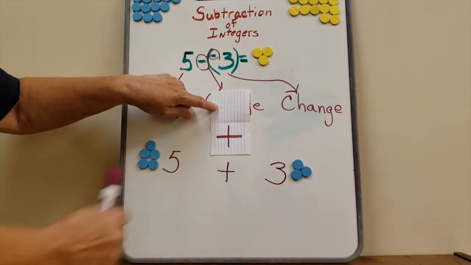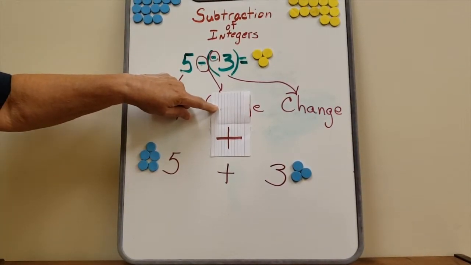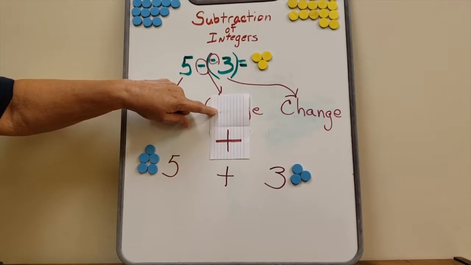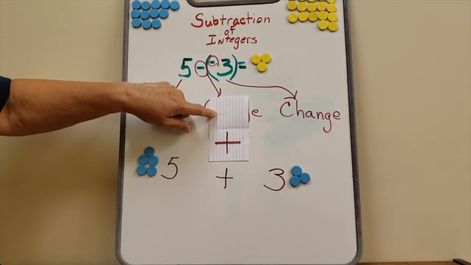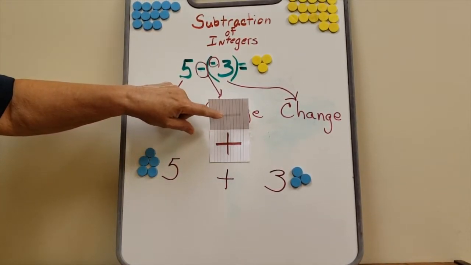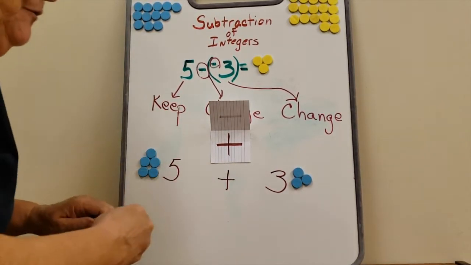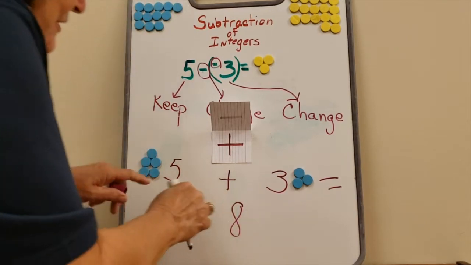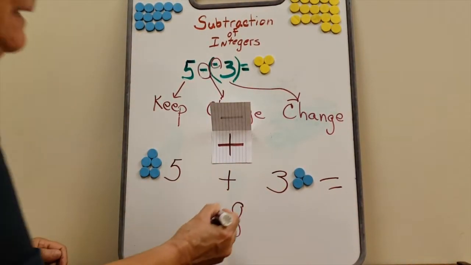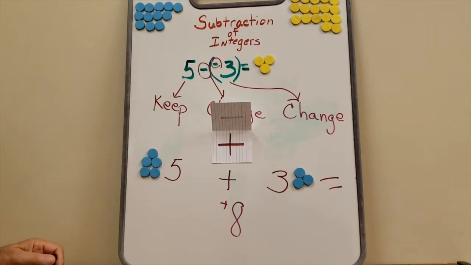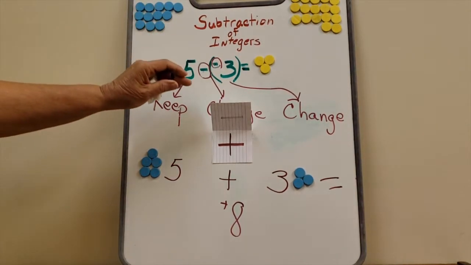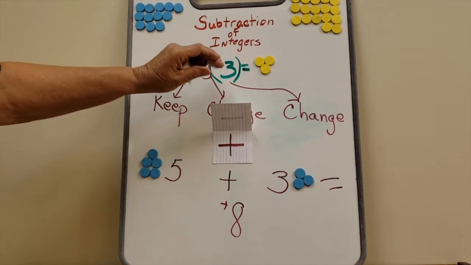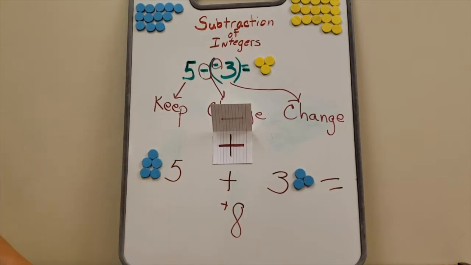We are adding now. And the rule for addition is if the signs are alike, you add the numbers and take their sign. So if we add 5 and 3, we know that's going to give us 8. And since they're both positive numbers, the answer is a +8. So 5 take away, or minus, a negative 3 is a positive 8.